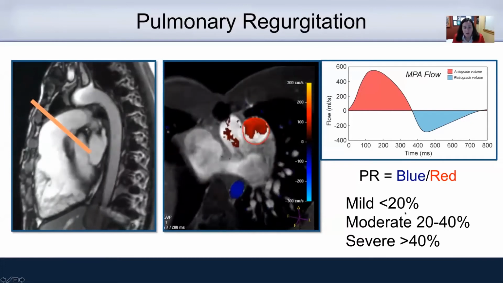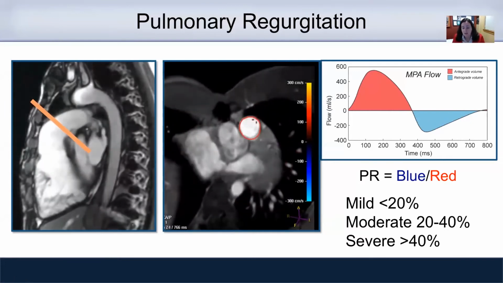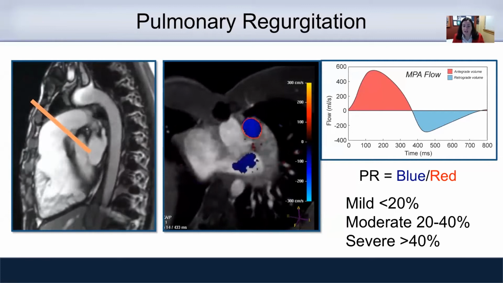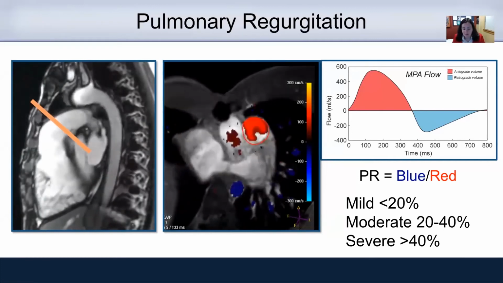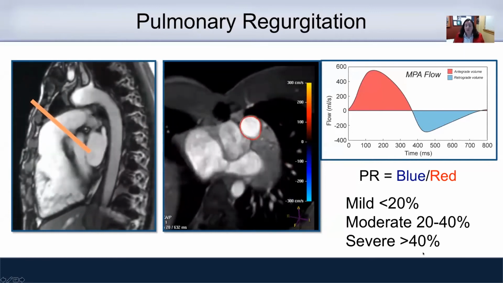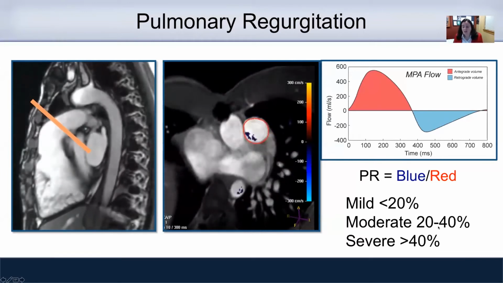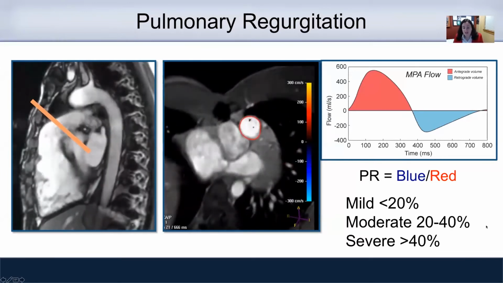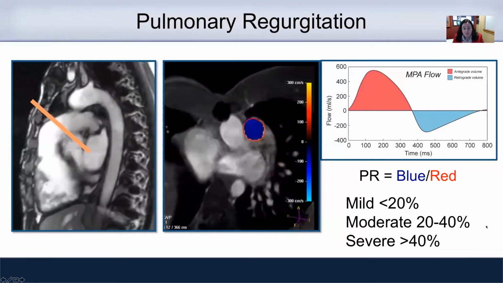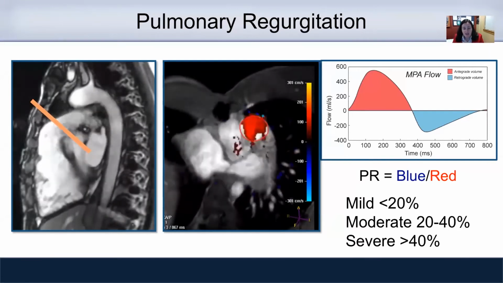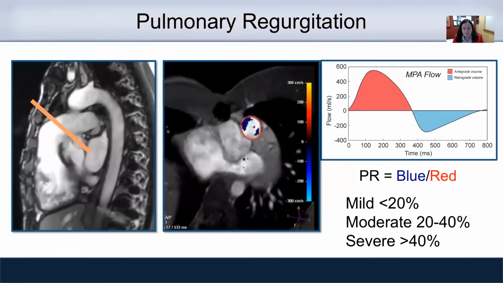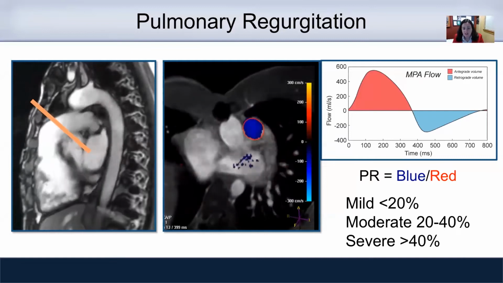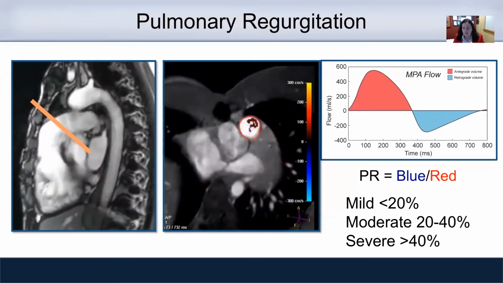In our lab, we grade pulmonary regurgitation as mild if that fraction is less than 20%, moderate if it is between 20 and 40%, and severe if the pulmonary regurgitant fraction is greater than 40%. This is a very good technique to use in these patients.